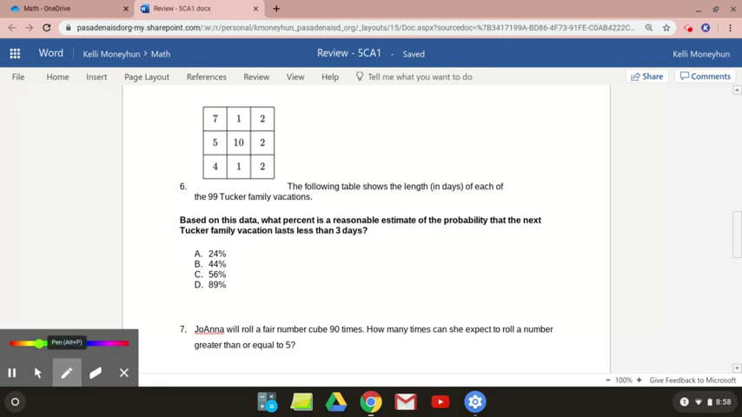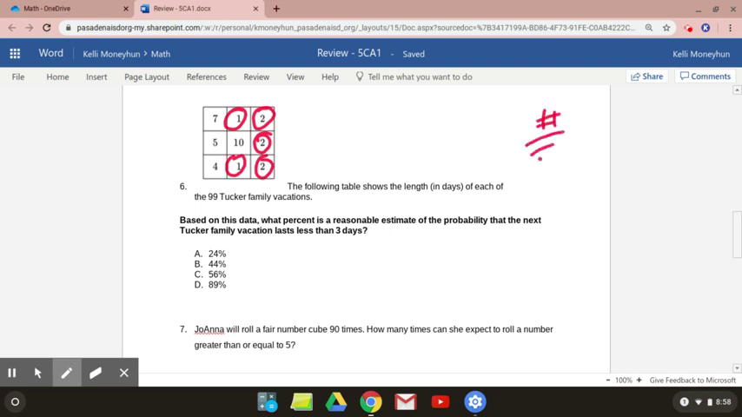Okay, next one. It says, what's the percent? What percent is a reasonable estimate of the probability that the next Tucker family vacation lasts less than 3 days? So what you're going to do is in your data, you're going to go and circle all the numbers less than 3. That's your number for top. The bottom number is always your total. And we're asking for a percentage. So you're going to set up a percent proportion. Okay, so your X is going to go where the percent goes. The 100 always goes underneath the percent. Go ahead and pause and solve.